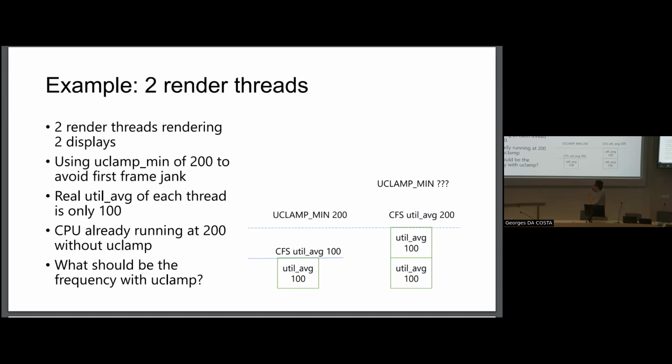So if each thread is saying Uclamp min of 200, with max aggregation, the run queue Uclamp min is still 200, which gives you the slightly strange situation that you are not boosting the run queue at all. Which means if somehow you have two displays and the two render threads end up on the same CPU, you might still have the first frame jank problem. And maybe the final Uclamp min value should be higher than this. It should not be 200, where we just pick 200 and the CPU is already running at 200. Maybe it should be slightly higher than that.